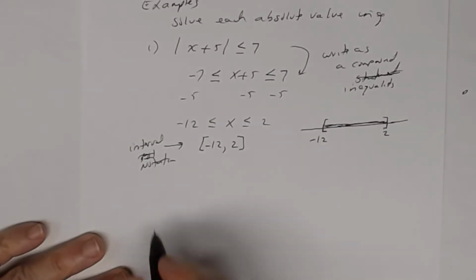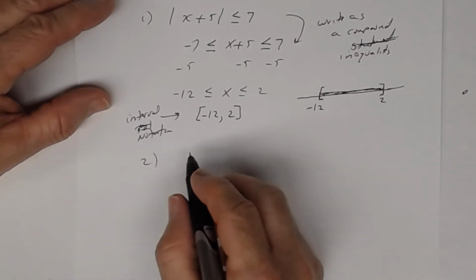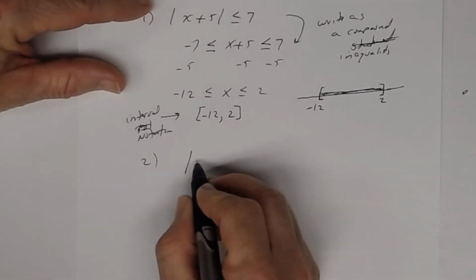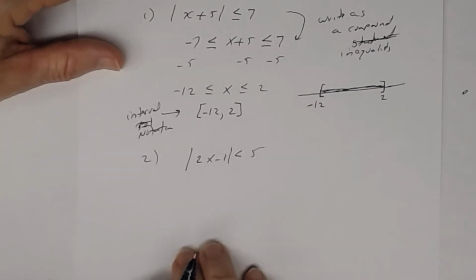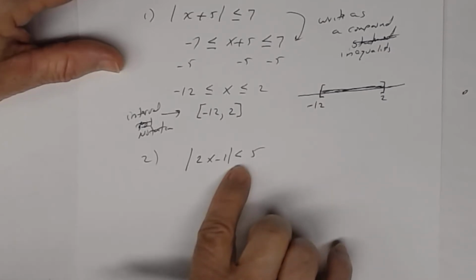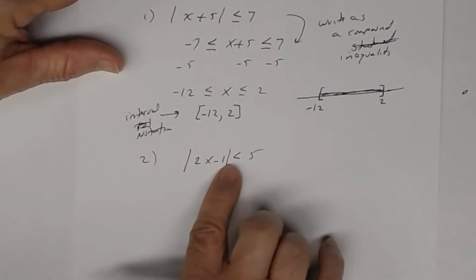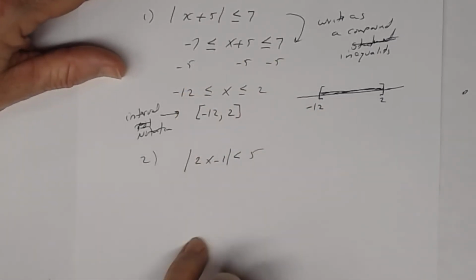All right, so let's do number 2. It's not that difficult at all. So in number 2, let's suppose we had the absolute value of 2x minus 1 is less than 5. So it's an absolute value less than. Always look to see what kind of inequality symbol you have. If it's an absolute value less than, you want to write it as a compound statement.